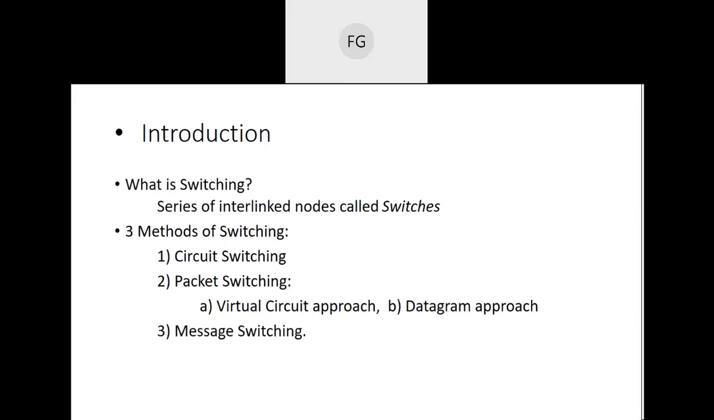We have three methods of switching. The first is circuit switching, then packet switching, and message switching. The first two, circuit switching and packet switching, are more commonly used today. And packet switching can further be divided into two subcategories, that is virtual circuit approach and datagram approach.